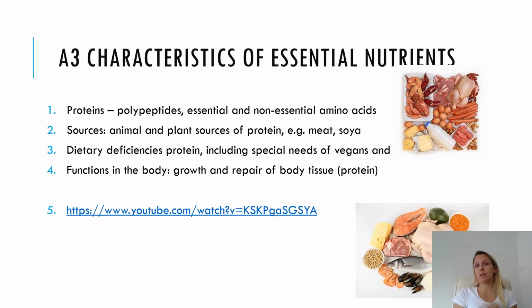Okay, proteins. Number 2. Again, subheadings, proteins. What are they? Polypeptides and essential and non-essential amino acids. Some we need, some we don't need. Some we get from food, some we get from our body automatically. Where do we get them from? Plant and animal sources. We think protein, lots of people think meat, fish. We can also get it from soya products and some vegetables as well.